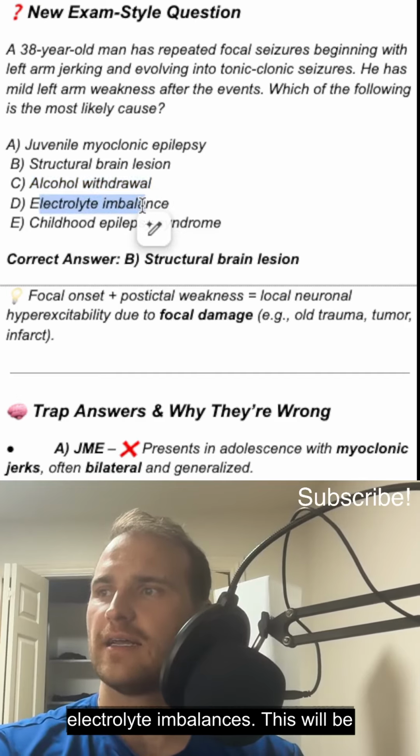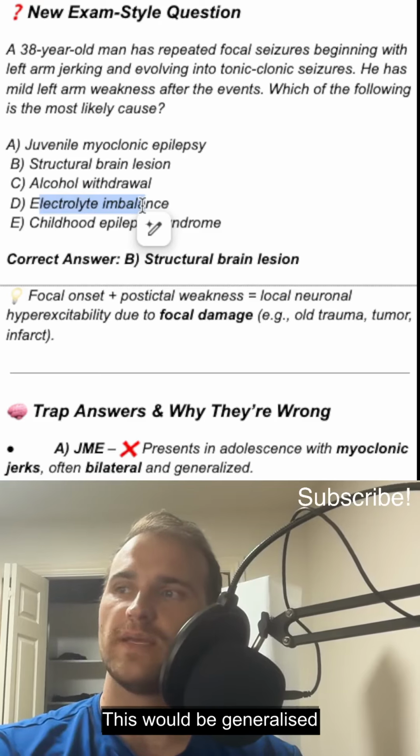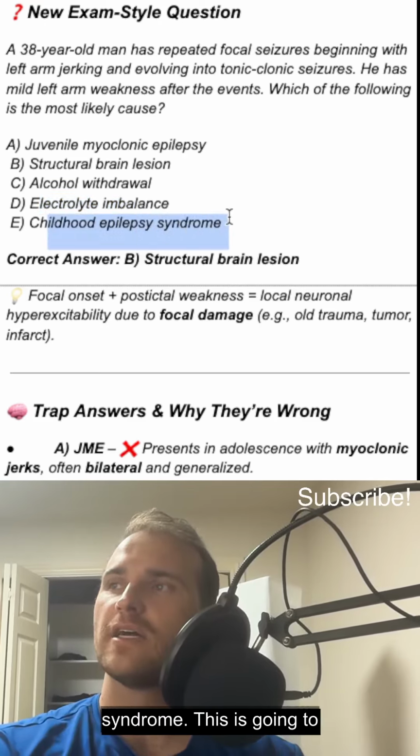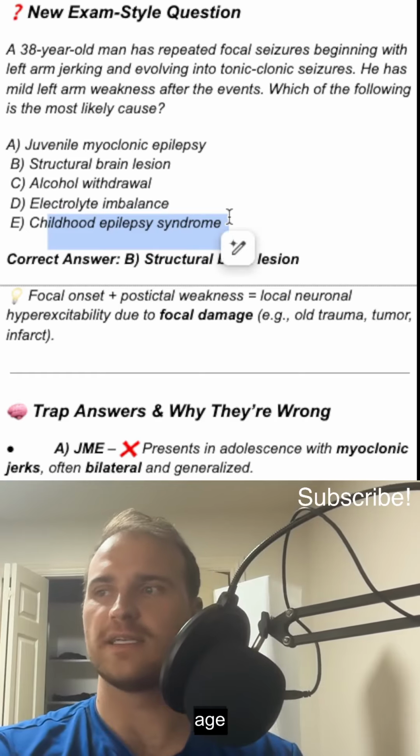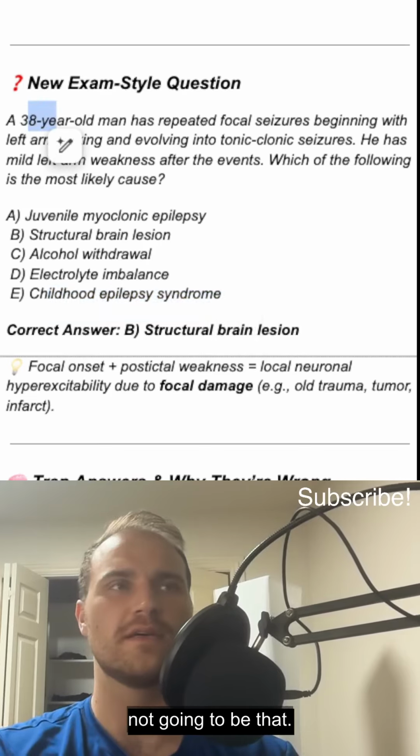Electrolyte imbalances, like sodium, calcium, and glucose, would give generalized seizure patterns. And childhood epilepsy syndrome typically has onset before the age of 18. This is a 38-year-old man, so it's not going to be that.